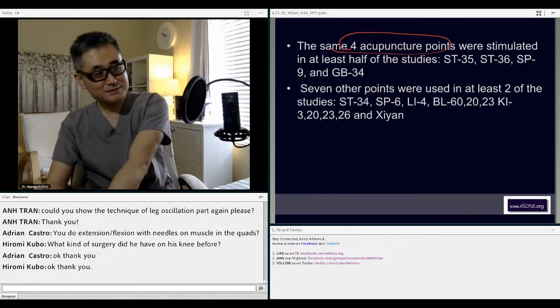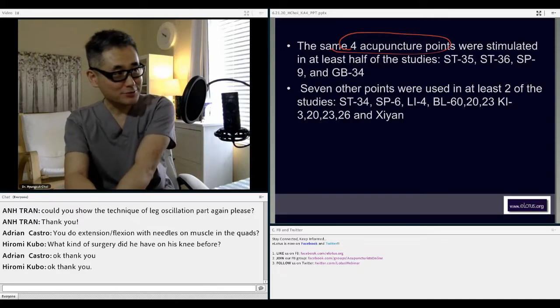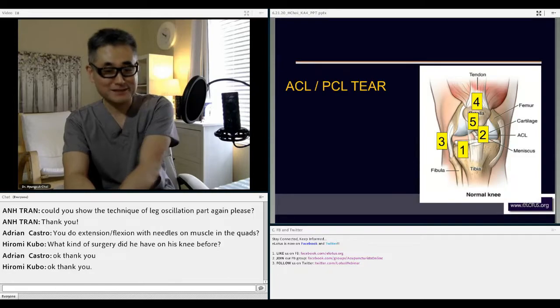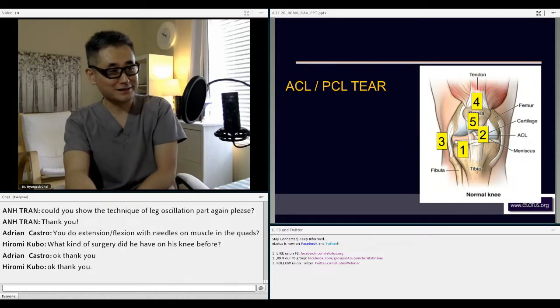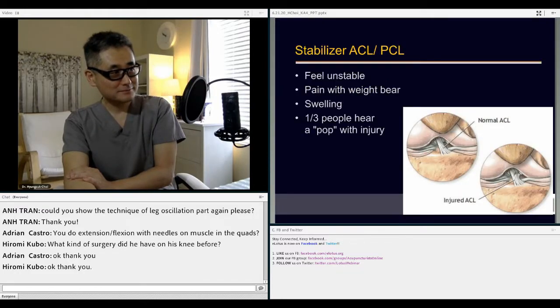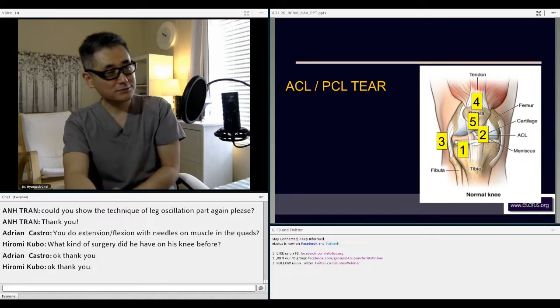If you feel stuck in the middle of nowhere, you can try one of the points around here, but I'm telling you, point selection is not that important. How you insert the needle is more important. I need to tell you this too.